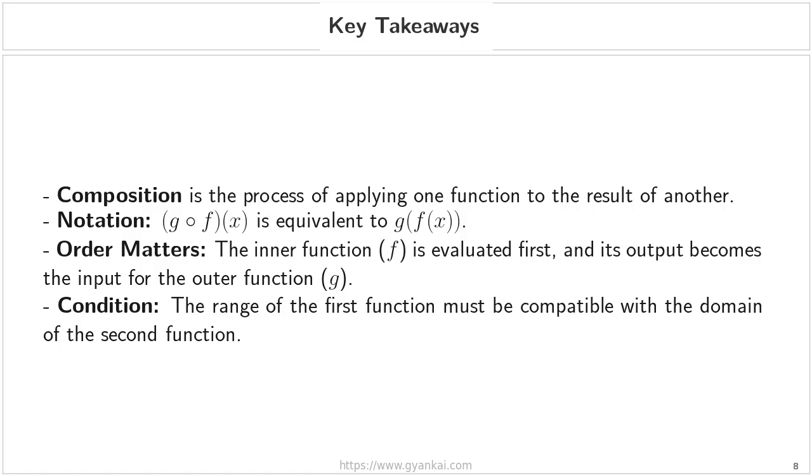The range of the first function must be compatible with the domain of the second function. In simpler terms, the output coming out of the first function must be a valid value that the second function is actually capable of processing. If you keep these 4 points in mind, you will be well prepared to tackle more complex composition problems.